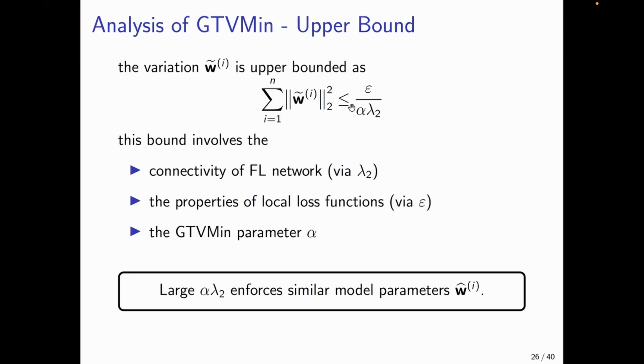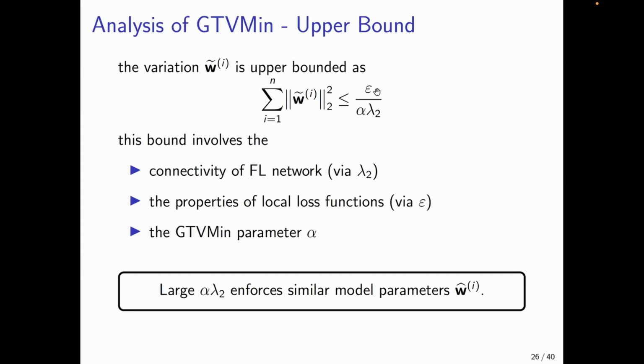Okay, and we have now an upper bound. One can show this upper bound on the variation of the local model parameters. So this quantity on the left tells us how much the model parameters in the network vary. So how much are they different in the end? We have solved GTV-min, which gives us local model parameters at each node. And these local model parameters deviate a bit from each other. And how much do they deviate?